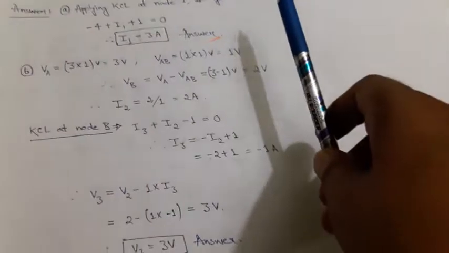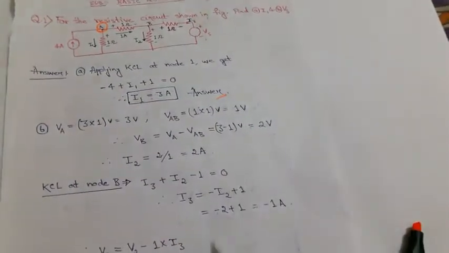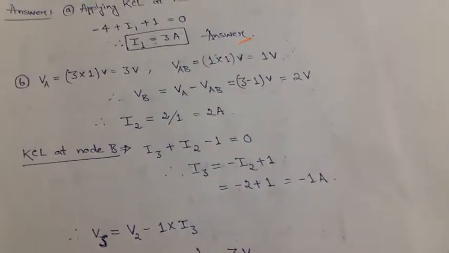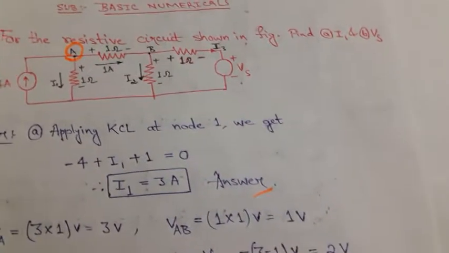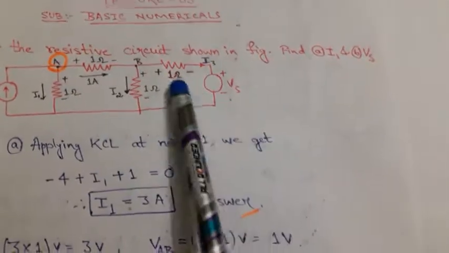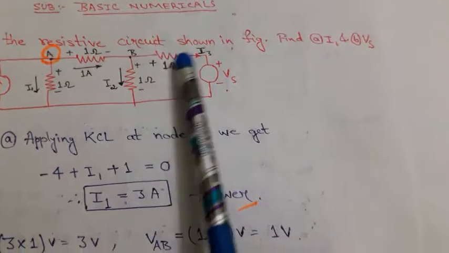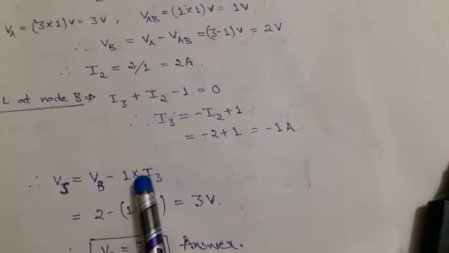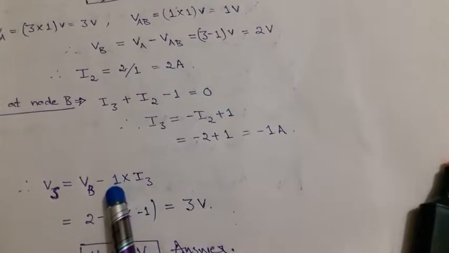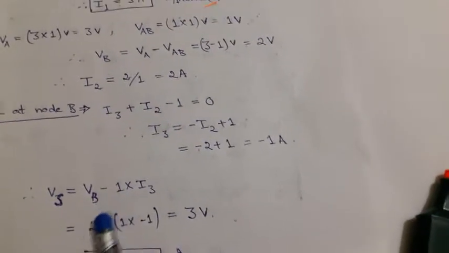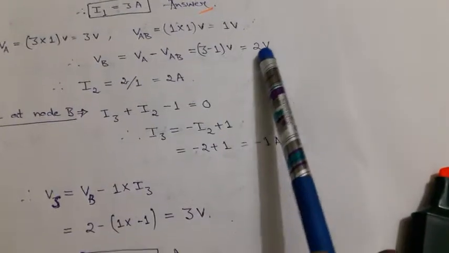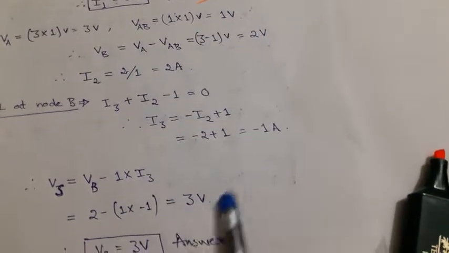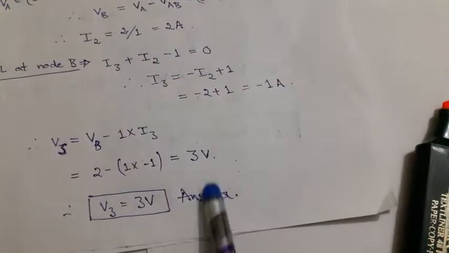So now I can find this Vs. This Vs is equal to VB minus the voltage drop. So Vs is equal to VB minus the voltage drop across the 1 ohm resistor, which is I3 into 1. VB was previously found to be 2 volt, minus 1 into I3, which is minus 1. So finally you get 3 volts. So Vs is equal to 3 volt.